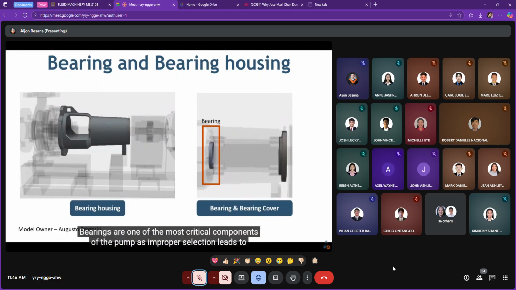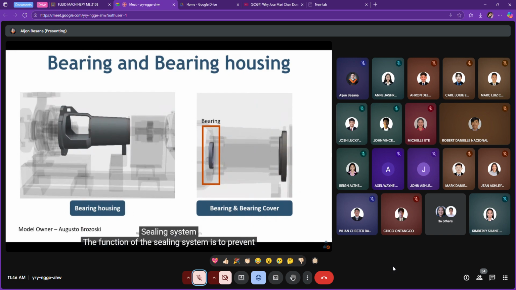Bearings are also one of the most critical components of the pump, as improper selection leads to pump failure. Bearing housing is the place where bearings are installed. Lubricant is filled in this housing to keep bearing cool and well lubricated to achieve the best performance. In the image, you can see the bearing and bearing cover under which bearing sits.